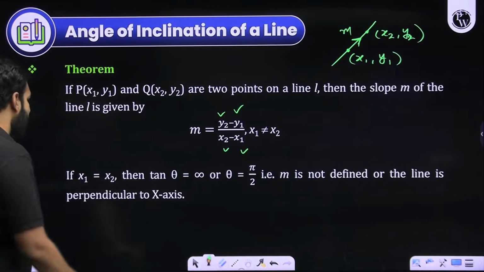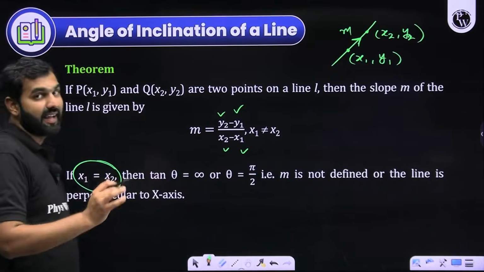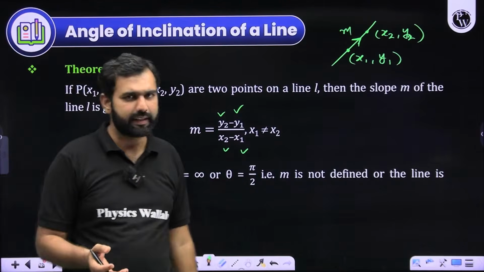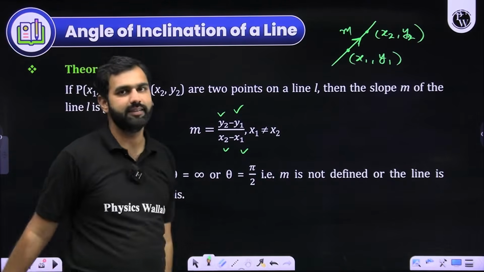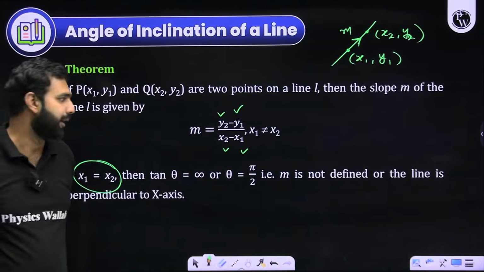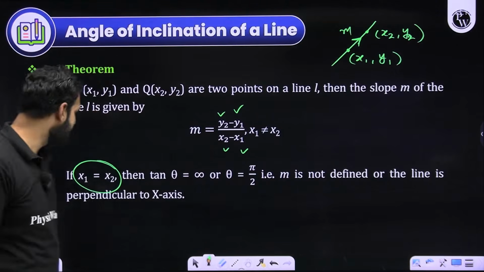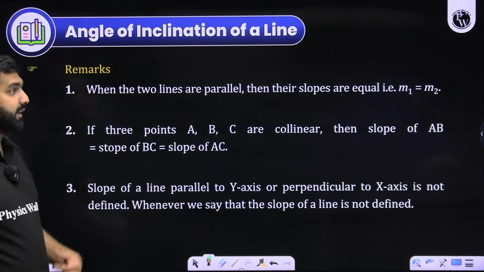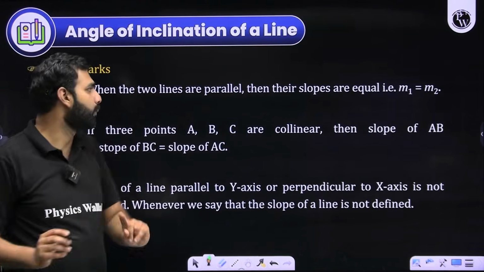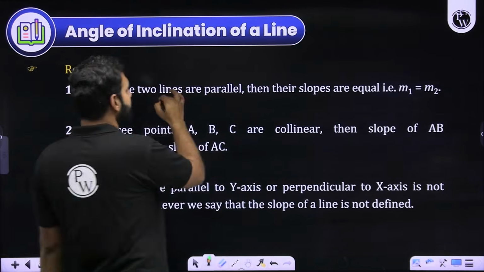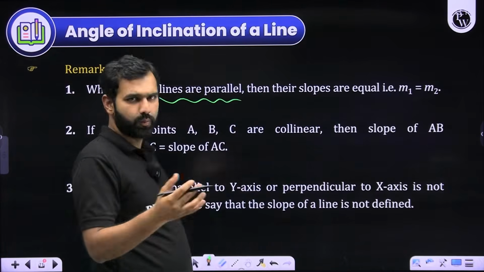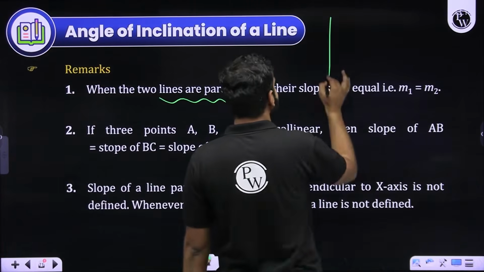Now, whenever x1 is equal to x2, which means the line is parallel to the y-axis, in that case, the slope will be not defined, that is infinity, because the angle will be pi by 2. I hope I need not give any clarity on that front. Moving ahead, there are some more conclusions based on slope. What are they? I hope you understand that if the lines are parallel, then their slopes are going to be equal. Why? Because let's say these are the two lines.